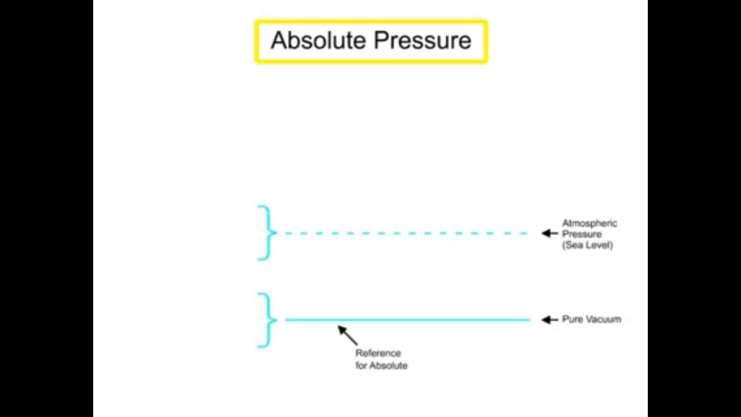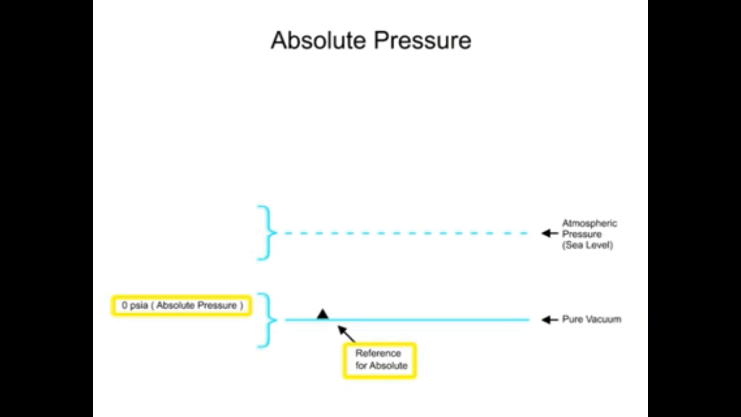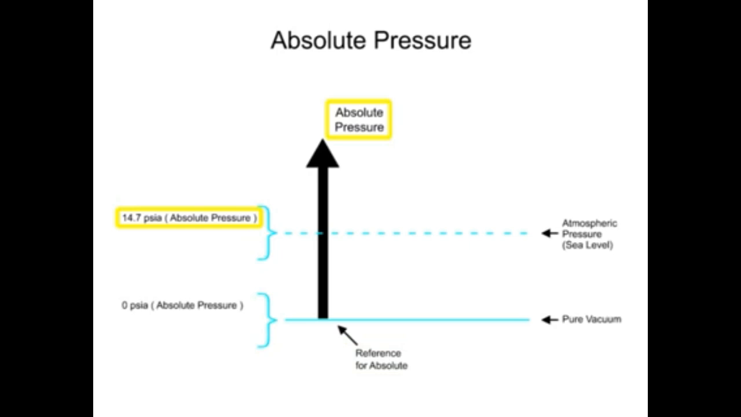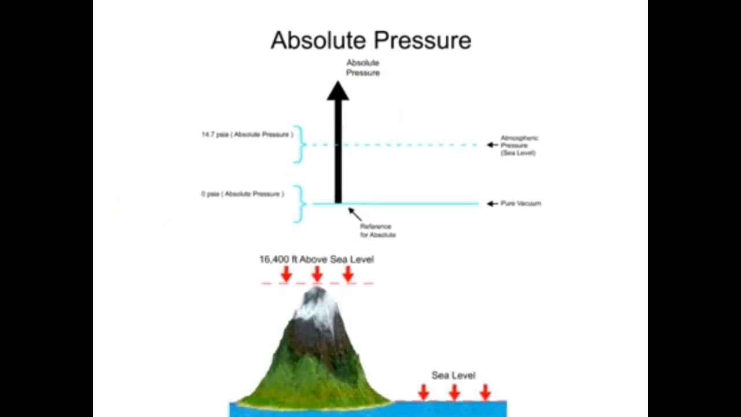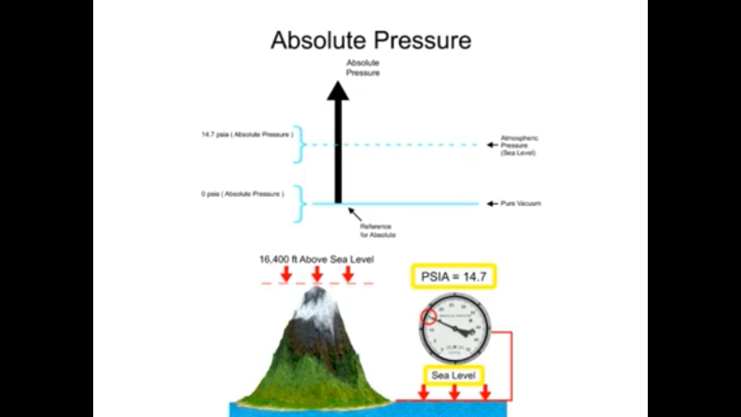Absolute pressure scale uses the absence of pressure, referred to as absolute zero, as a reference. In a pure vacuum, absolute zero occurs, and pressure readings can only be positive. The unit of measurement for absolute pressure is pounds per square inch absolute, abbreviated as PSIA. When the pressure sensing device is exposed to the atmosphere at sea level, the measurement scale will read 14.7 pounds per square inch.